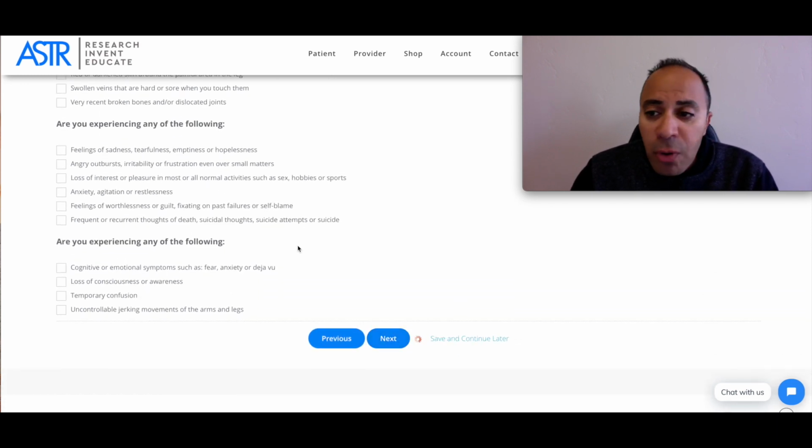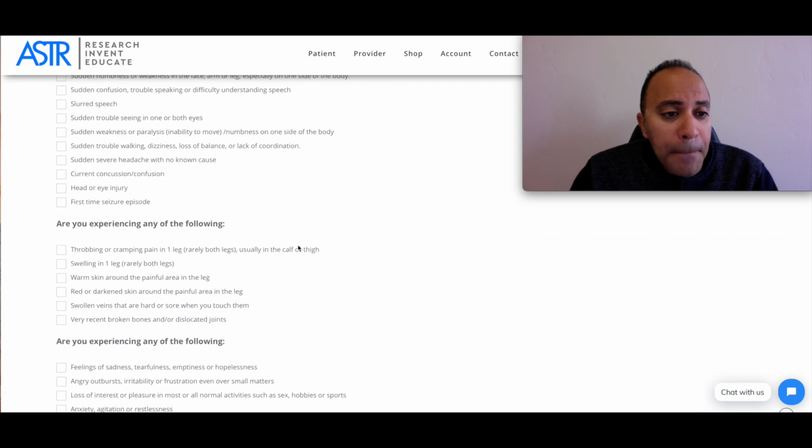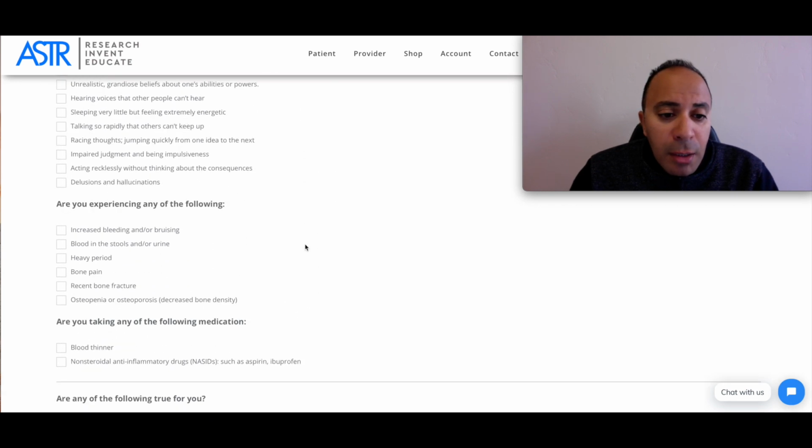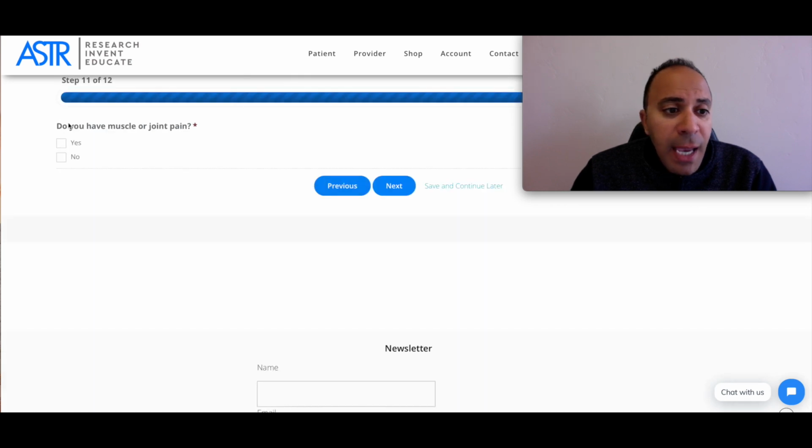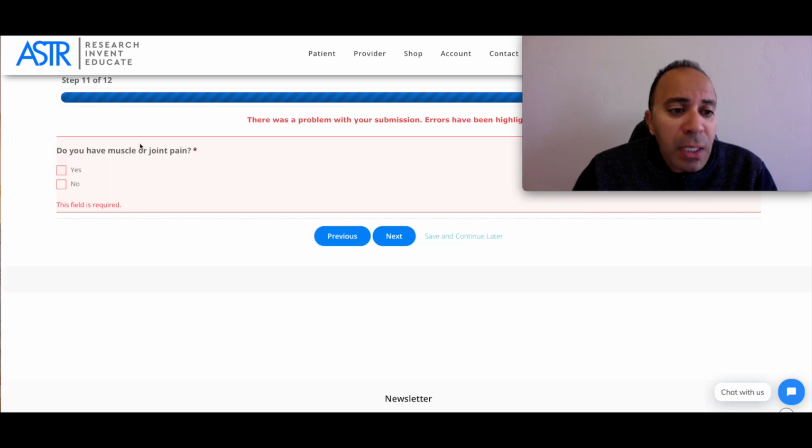So going forward, the software will help you. If you need a lab, it will let you know which lab you need. So for example, I don't have any musculoskeletal issues here, so hit next. And then after that, the last page is going to show me the result. I need to answer this question, no issue here.